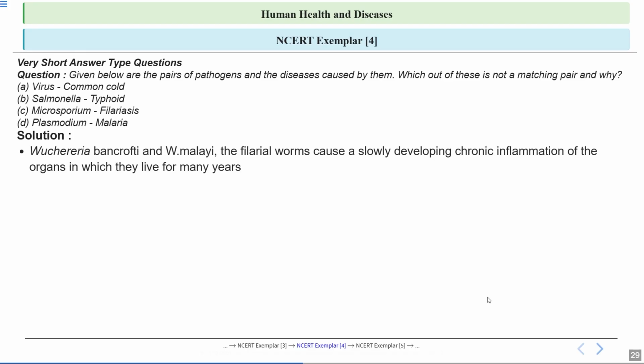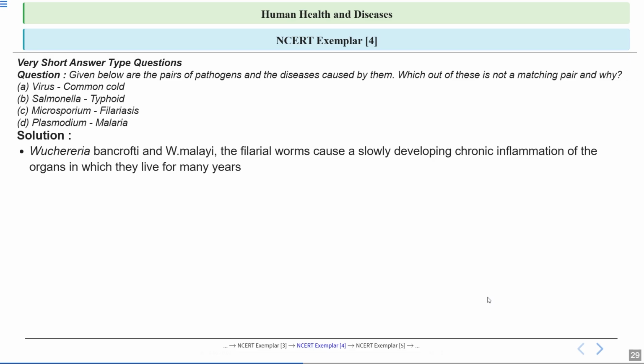Okay, so let's have a look at the answer now. Wuchereria bancrofti and Wuchereria malayi are the filarial worms. They cause a slow developing chronic inflammation of the organs in which they live for many years. These two filarial worms are responsible for causing filariasis. These worms live in the lymphatic vessels and they cause swelling of the lymphatic vessels, especially that of the lower limbs.